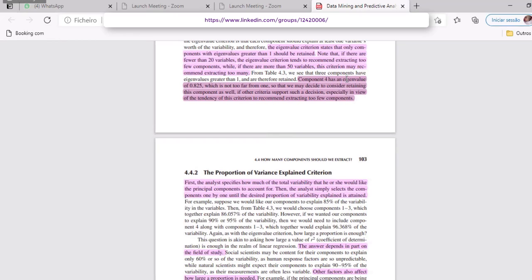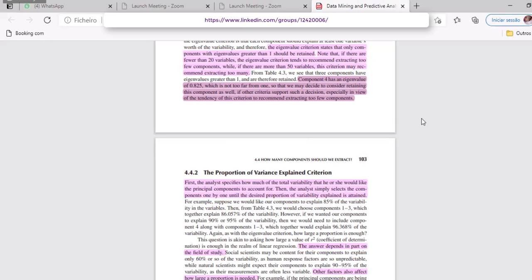Okay, so using this criterion, component 4 doesn't reach the value of 1, so we should discard it. But because the number of variables is so few, maybe we should keep it at hand and stick with it because it's almost the value of 1. It's 0.825. And it's not only because the number of variables in our model is a very small number, but also because of the closeness of this number to 1.